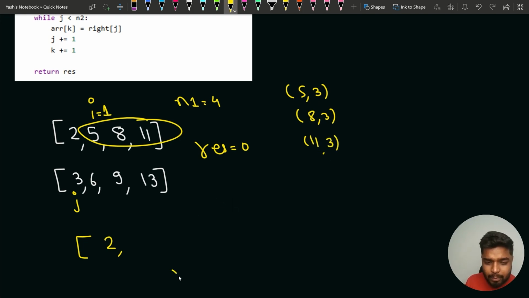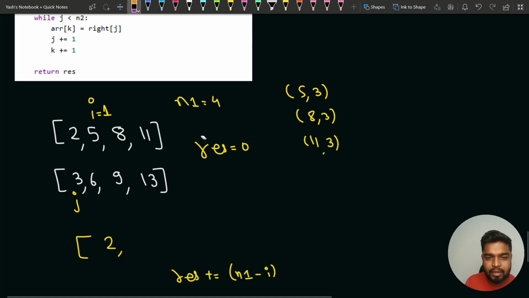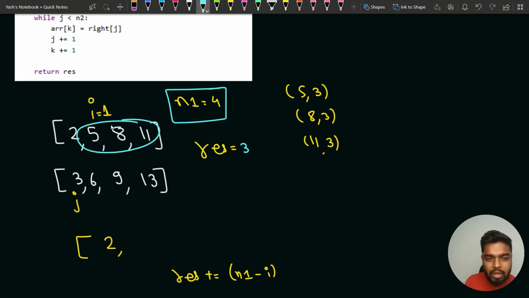How can I count this? In my result variable, I need to do result plus equals n1 minus I. When will I do this? Whenever the element in the left array is greater than the element of the right array. That is when I need to count inversions. So n1 minus I, the size of the first array minus I. Here initially the result will be updated with 3. Why? Because you can observe that n1 is 4, I is standing at 1, so total you have 3 pairs. So n1 minus I will give me 3, and the result will be updated with 3.